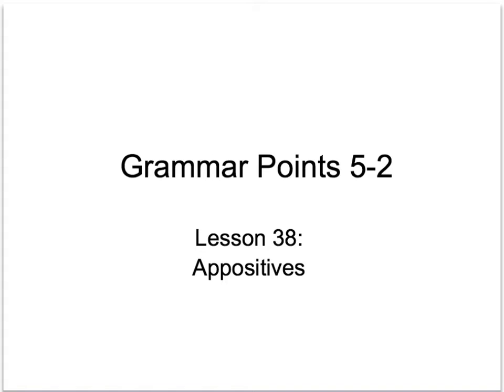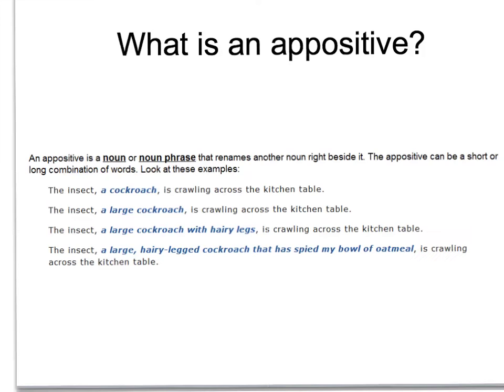This is Grammar Points 5-2, Lesson 38 about appositives. So what is an appositive? It is a noun or a noun phrase that renames another noun that is usually right next to the word or the phrase. It can be short, it can be long, it can come at the beginning of a sentence, the middle, or the end of a sentence.